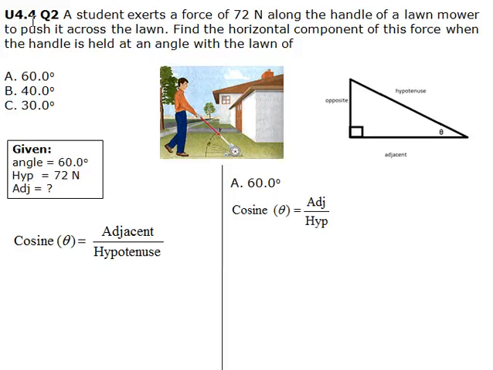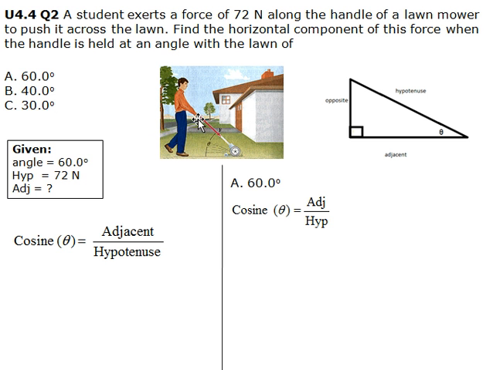Unit 4.4, question 2. A student exerts a force of 72 newtons along the handle of a lawnmower to push it across the lawn. Find the horizontal component of this force when the handle is held at an angle with the lawn of 60 degrees, 40 degrees, and 30 degrees.